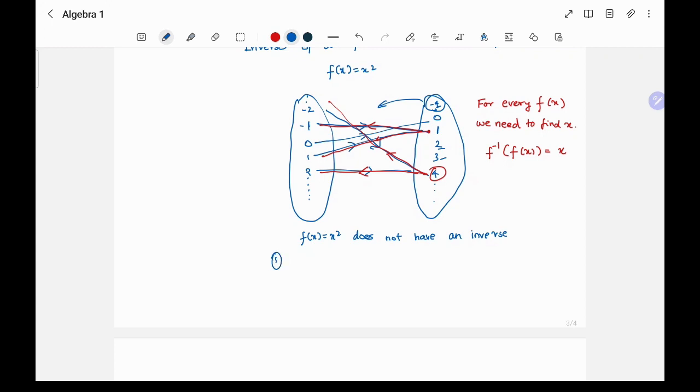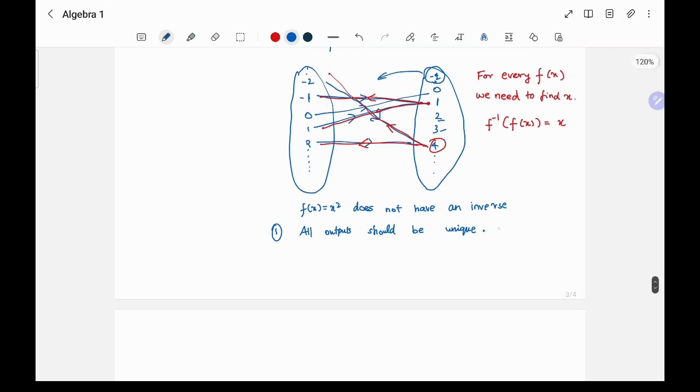So the first condition is all outputs should be unique. So all outputs should be unique, right? This is called one-to-one mapping, and such kinds of functions are called one-to-one functions, or just one-one functions. They are also called injective functions, injective mapping.